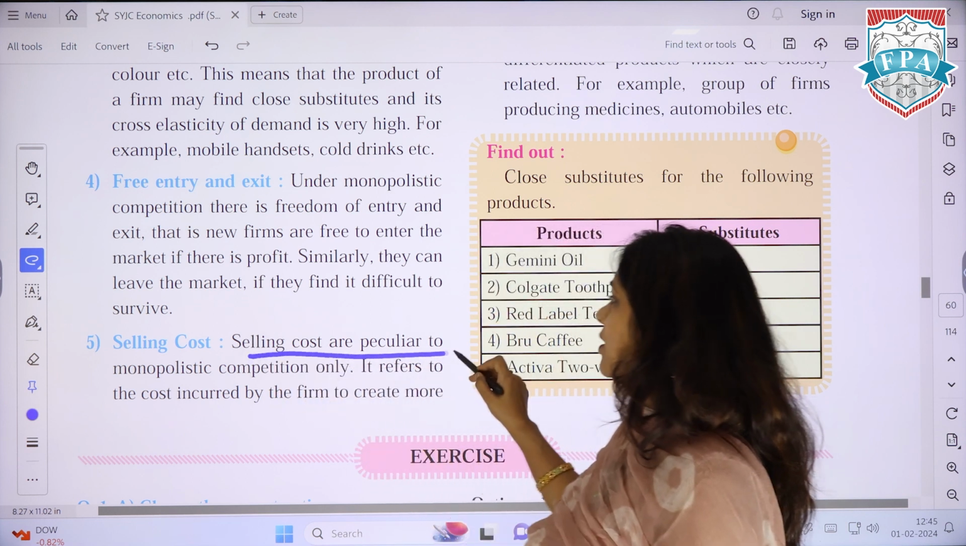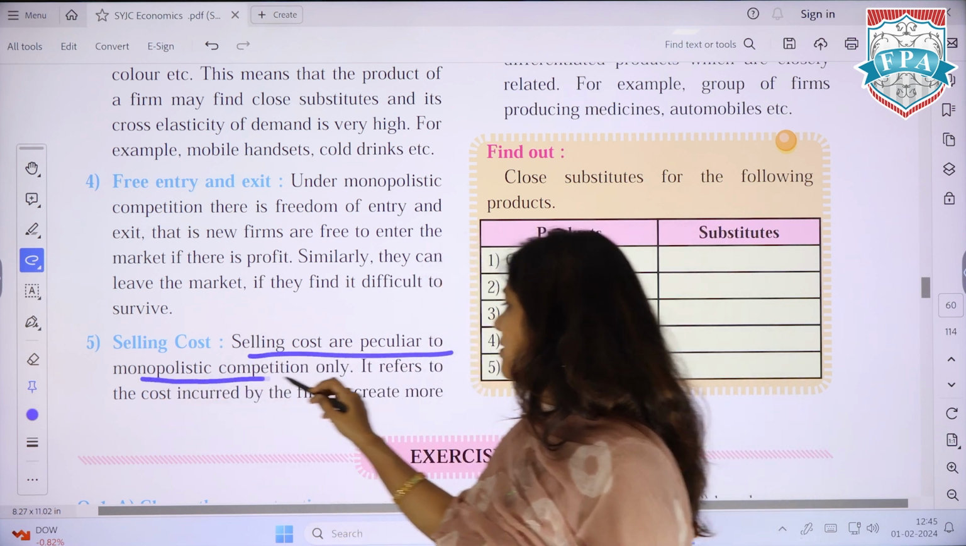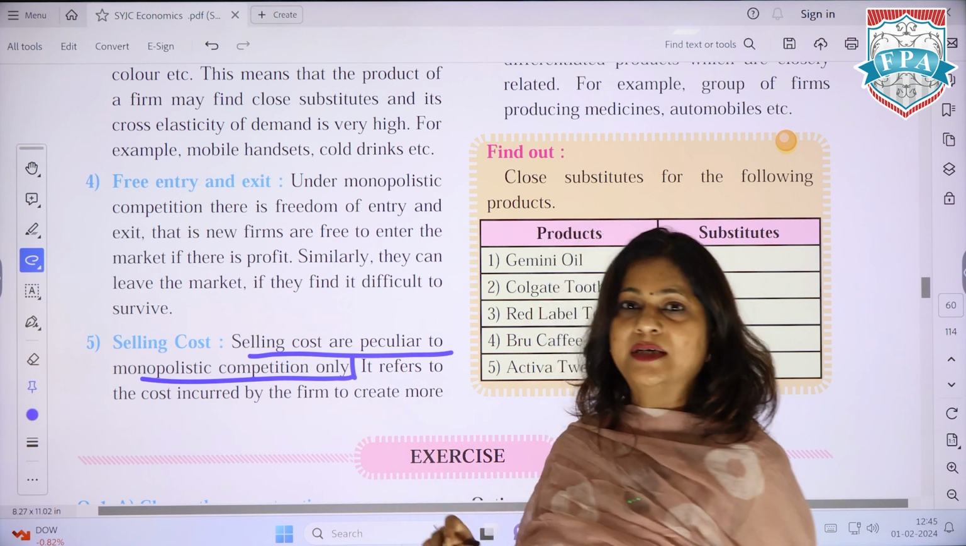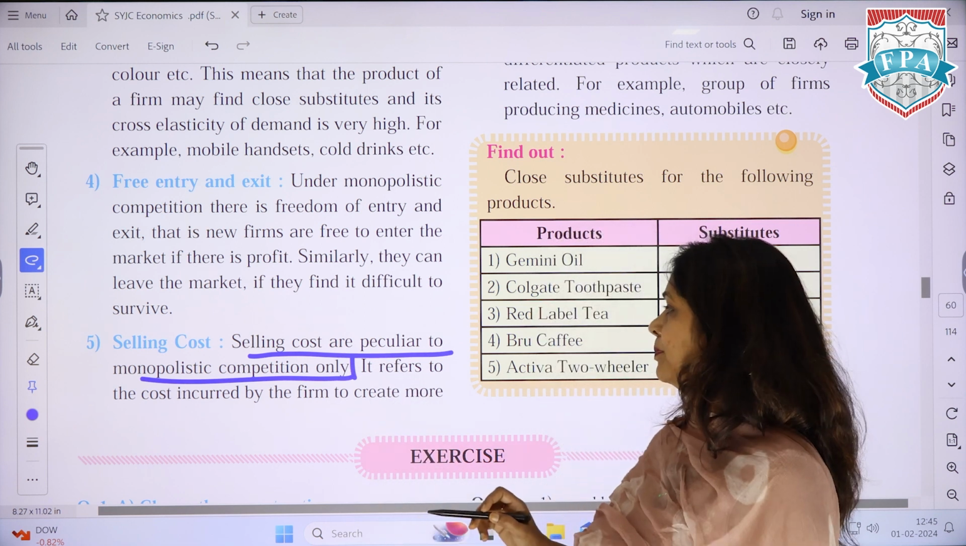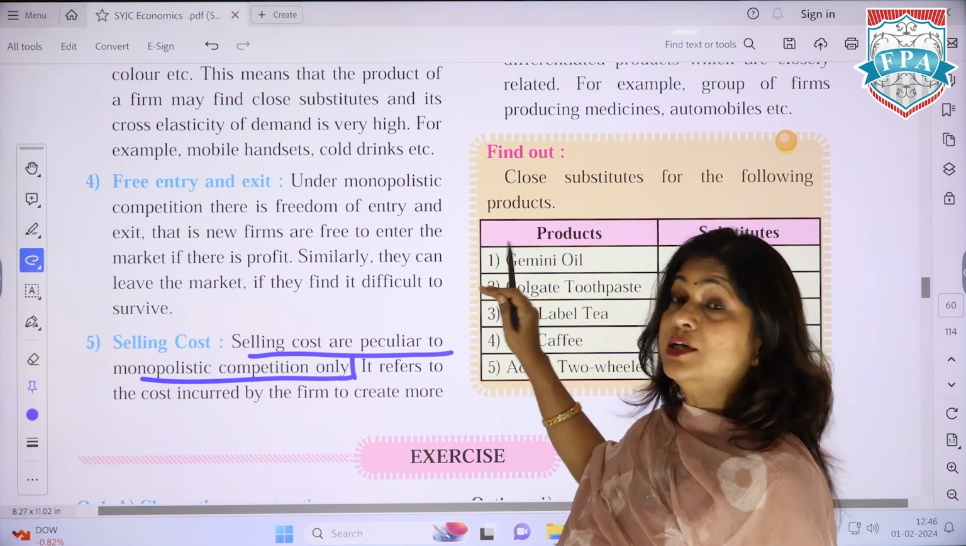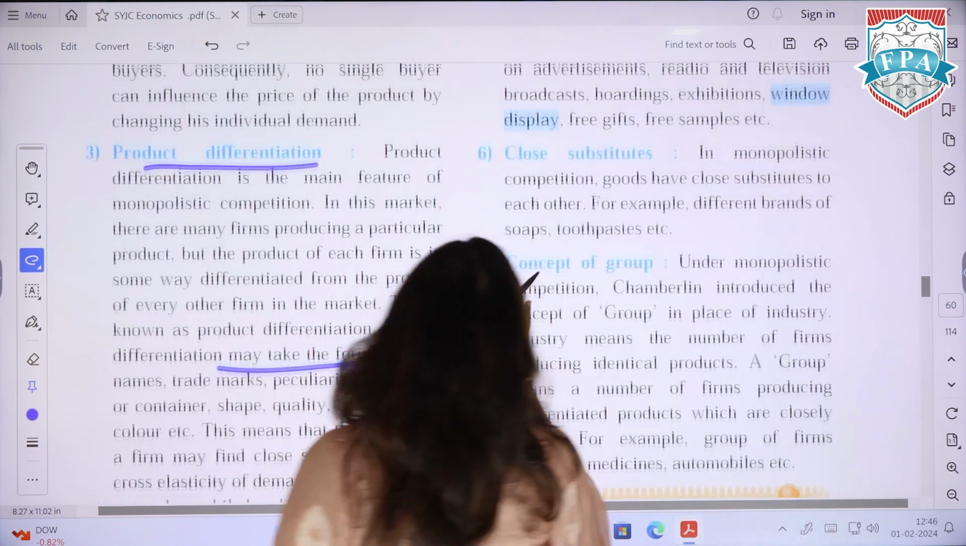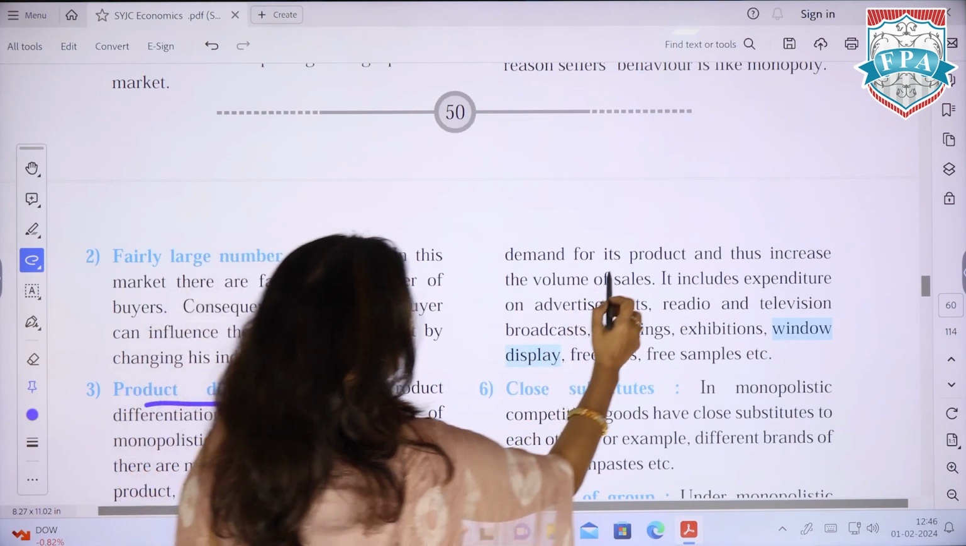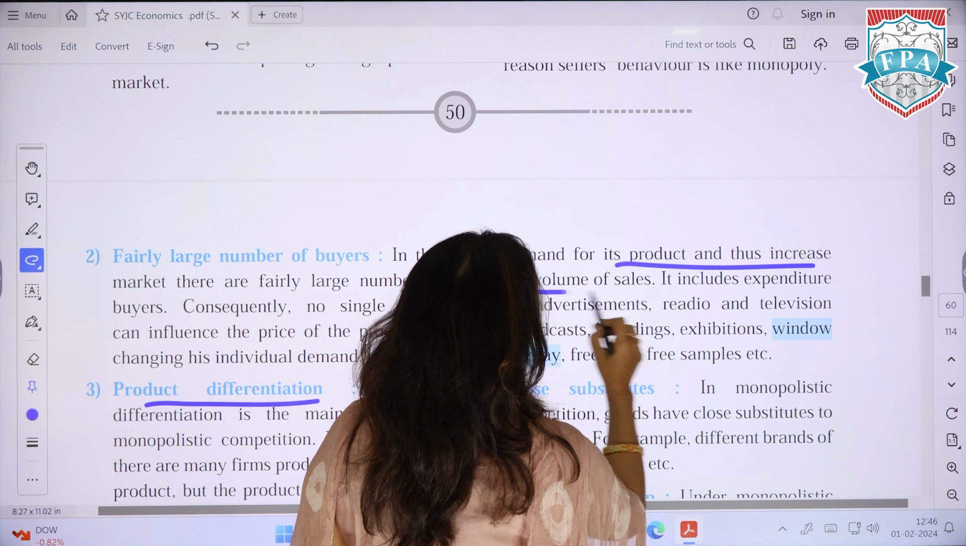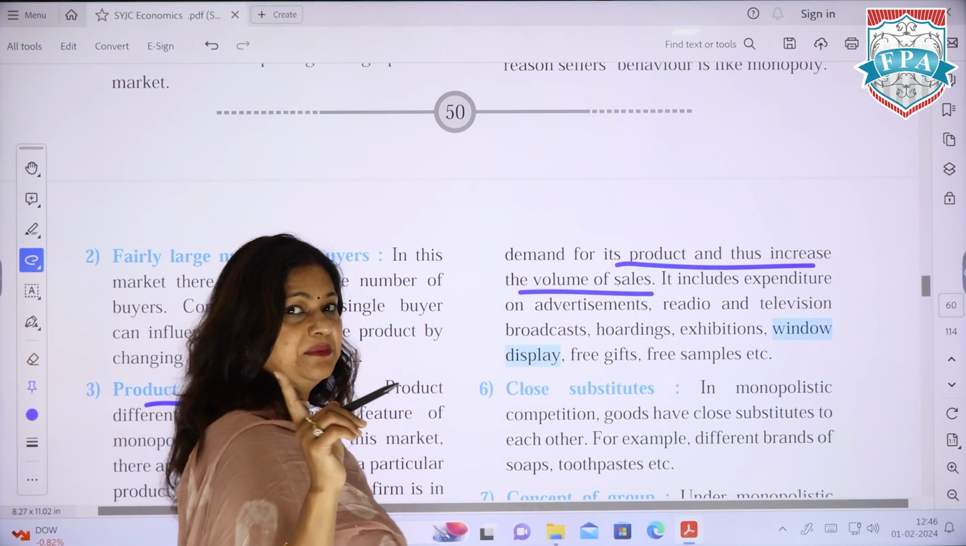Now, selling costs are peculiar to monopolistic competition only. Can you understand? This is important from examination point of view. It refers to the cost which is incurred by the firm to create more demand for its product and thus increase the volume of sales. ऐसा perfect competition में नहीं था.